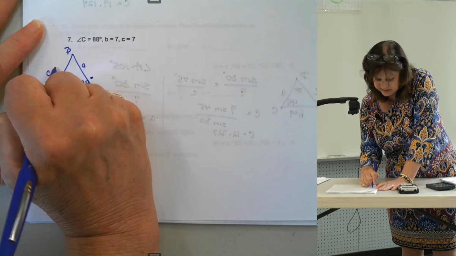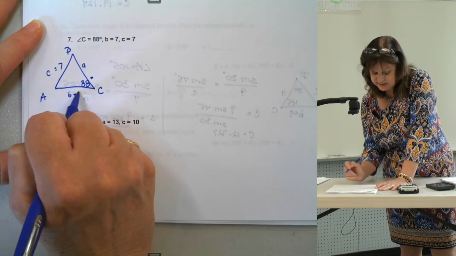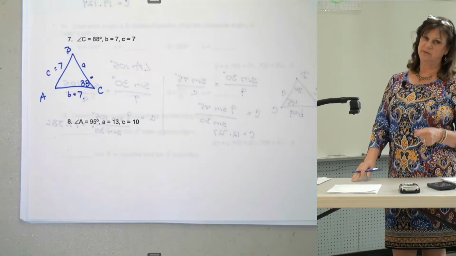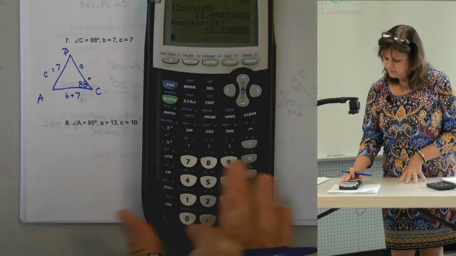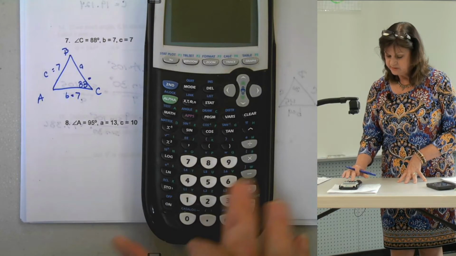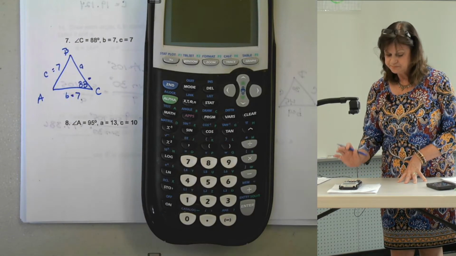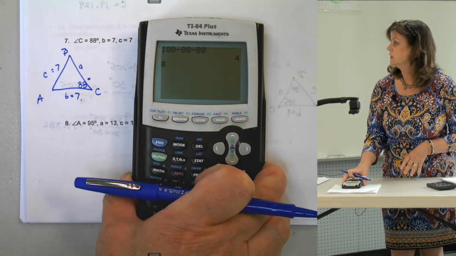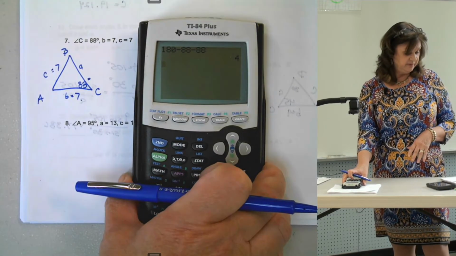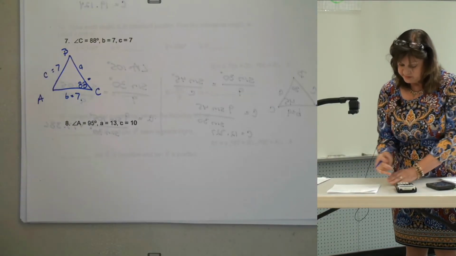with a side length of 7 and B has a side length of 7, can angle B be 88 degrees? Well, I'm pretty sure it can, because what? We have 180 minus 88 minus 88, which gives you room to maneuver. That means angle A is only going to be 4 degrees. Well, that's fine. It can be.